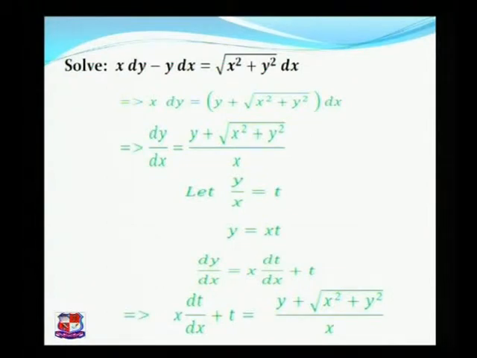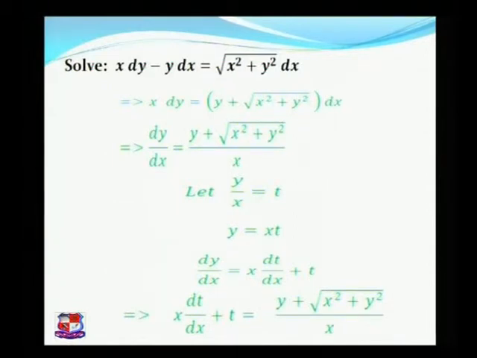That means y is equal to xt, and if we differentiate it we get dy by dx is equal to x into dt by dx plus t. And by putting all these values in our main equation, we will get x into dt by dx plus t is equal to y plus root x square plus y square upon x.